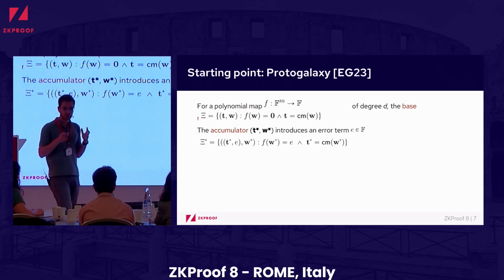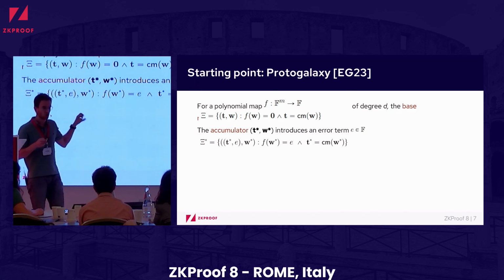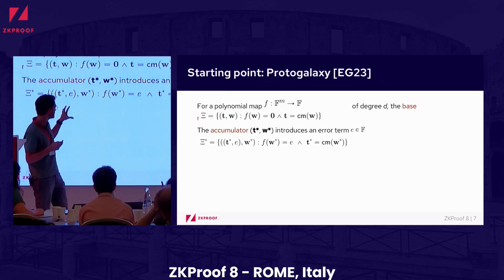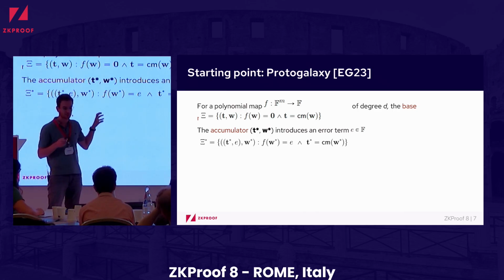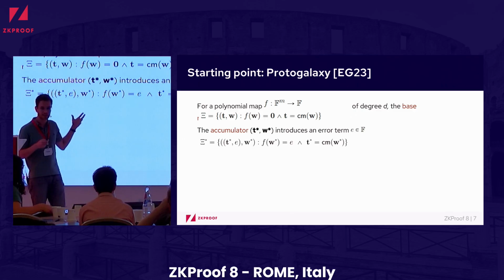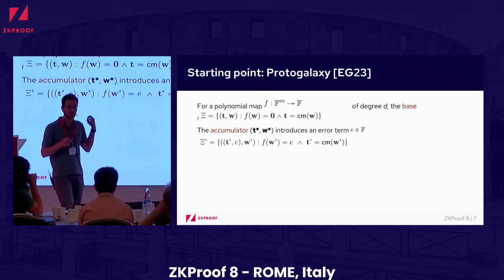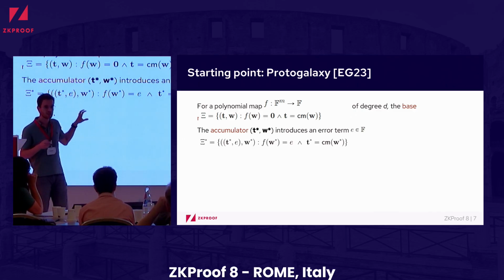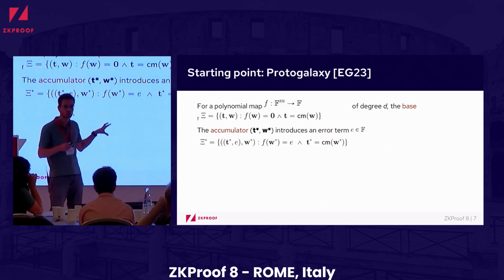And the accumulator of ProtoGalaxy introduces an error term into the base relation. So an accumulator doesn't have to satisfy that f of w equals 0. It's enough to satisfy that f of w star, in this case, as it's an accumulator, equals this error term e, which is part of the instance, and it's also known to the verifier.